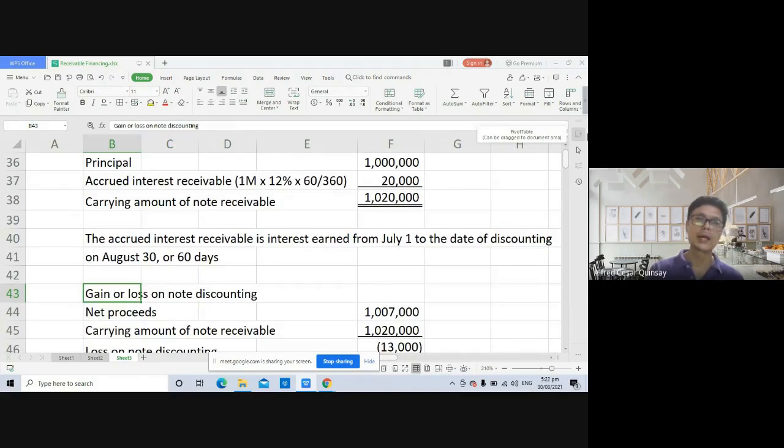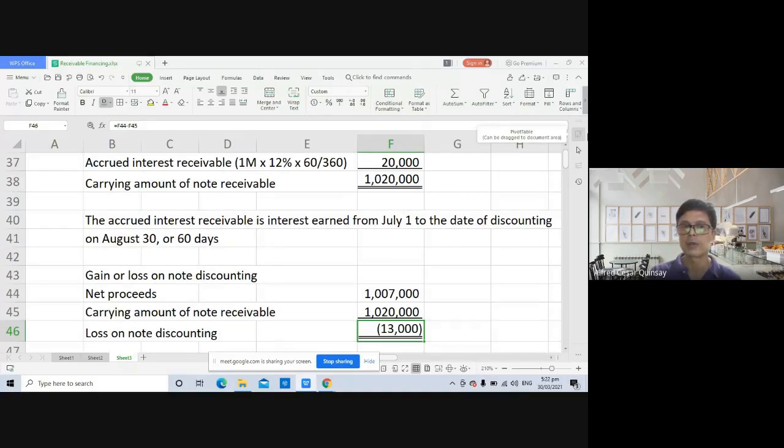So, makokompute natin yung gain or loss on note discounting. So, yung net proceeds niya is 1,007,000. Okay, and then yung carrying amount of the note receivable is yung 1,020,000. So lalabas dito na merong loss yung company. Hindi tayo yung company, yung company na nagpa-discount. Loss of 13,000. Kasi mas maliit yung tinanggap niya kaysa doon sa carrying amount ng note, yung value ng note.